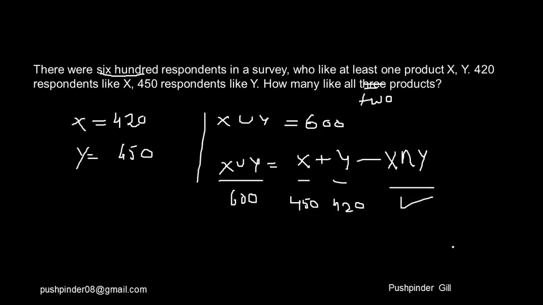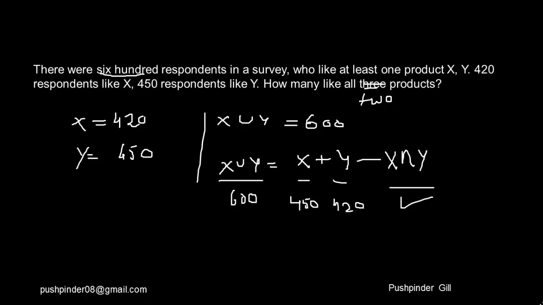So I hope everyone is understanding what I did over here. It was a pretty easy question. You just had to find out the values. The values were given for you for X and for Y and for X union Y. And you just need to calculate all two products, that is X intersection Y, right? So I hope everyone understands.